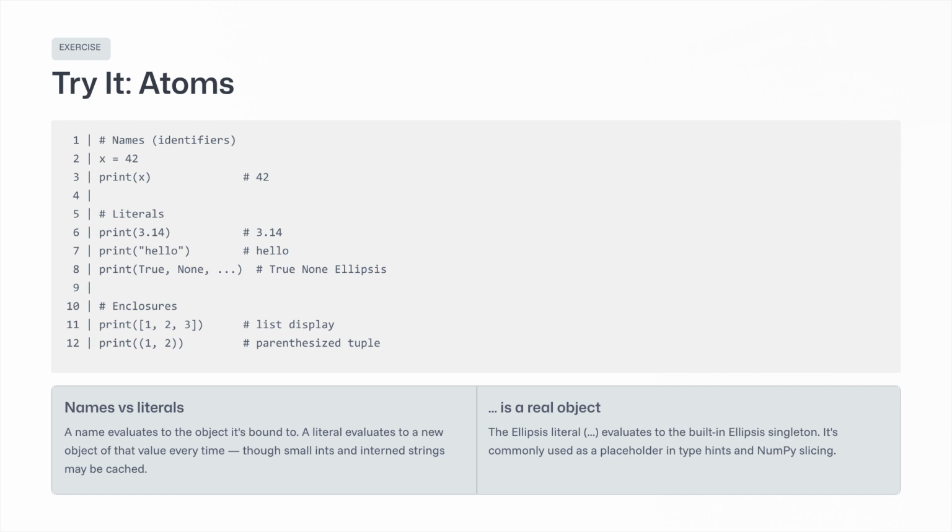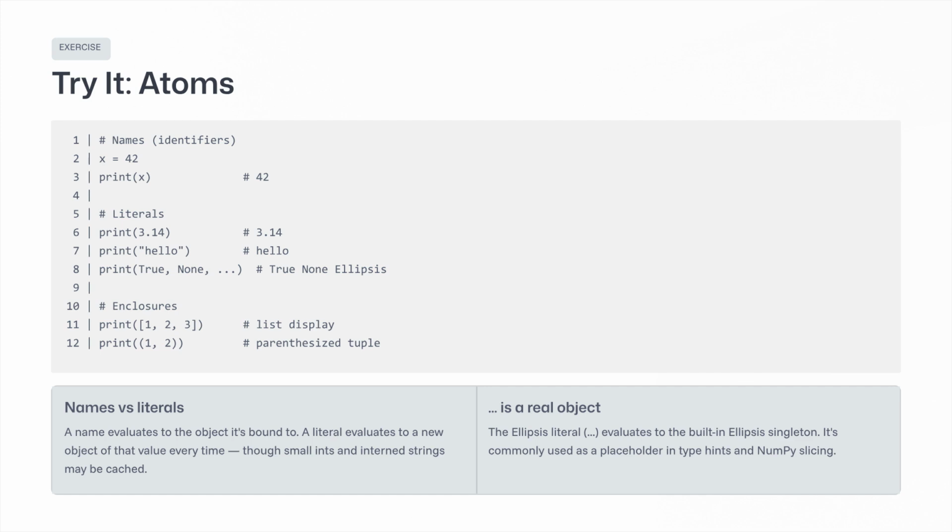The 2 joined boxes drive home 2 key points. Names and literals behave differently. A name evaluates to whatever object it's currently bound to, while a literal evaluates to a new object of that value each time. Those small ints and interned strings may be cached by CPython, and the ellipsis is a real object.